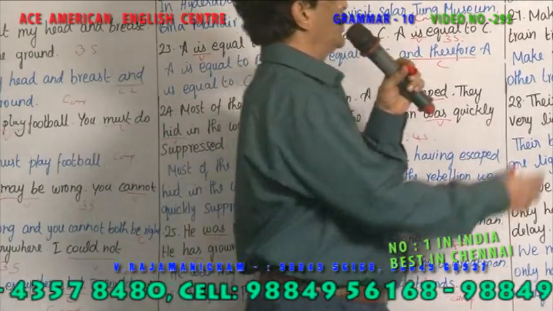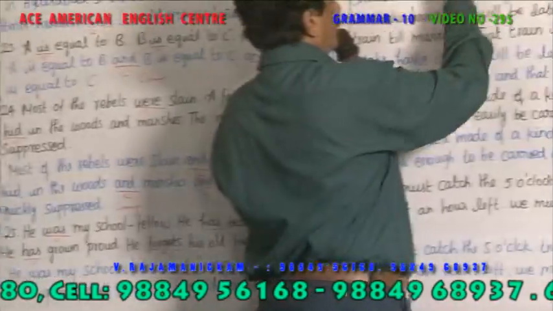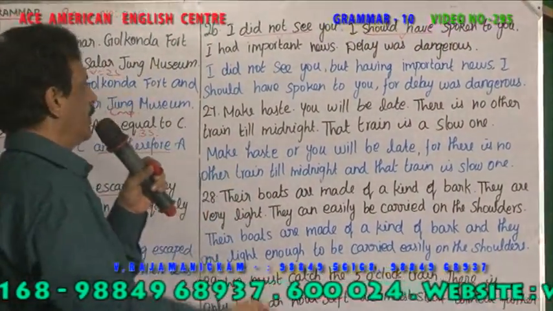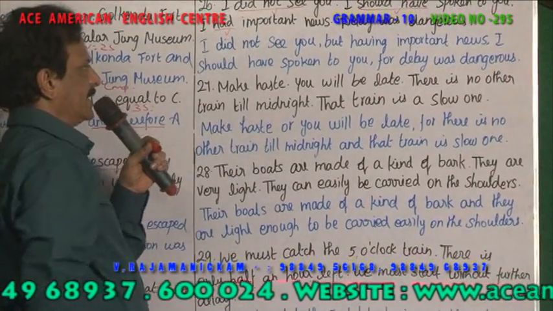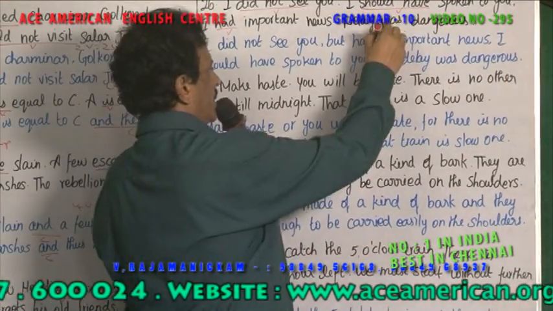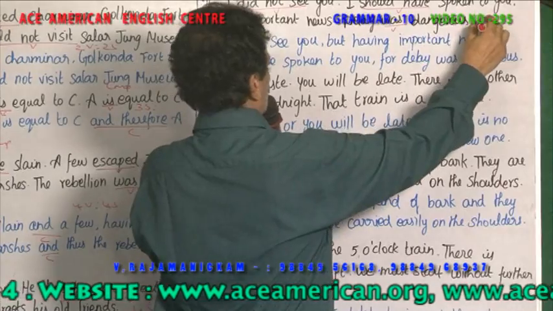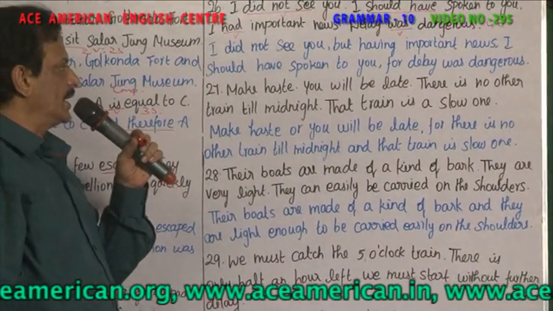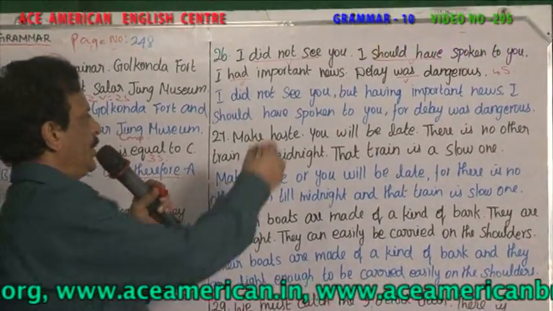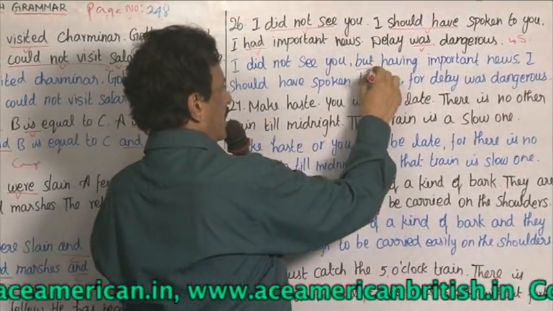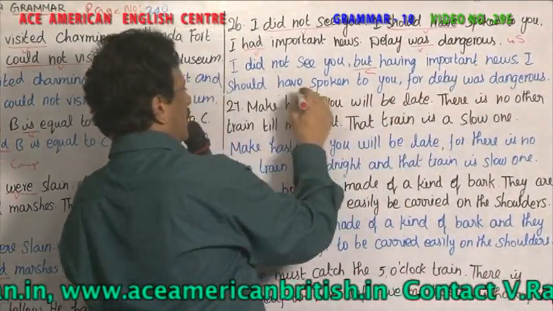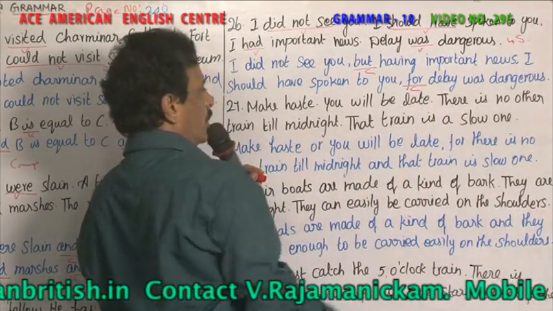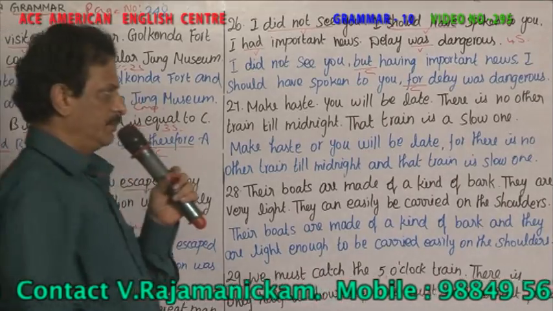I didn't see you. Didn't see is a verb. I should have spoken to you. Should have is the verb. I had important news. Had is one of the verbs. Delay was dangerous. So was is a verb. So four verbs and four sentences. How do you connect all these four sentences? I didn't see you, but having important news, I should have spoken to you, for delay was dangerous. But is a conjunction, and for is one of the conjunctions. So this becomes a compound sentence.